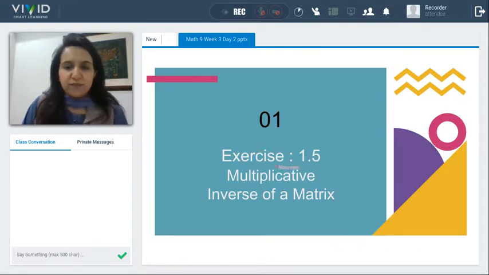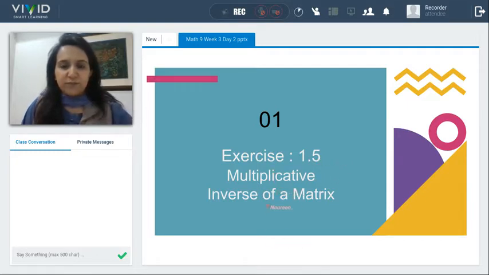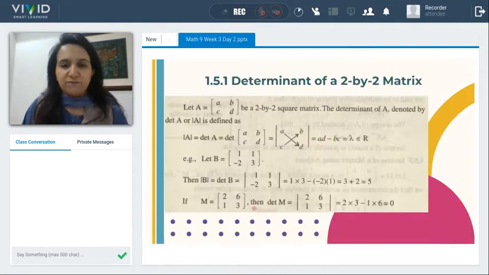Today's topic is Unit 1, matrices and determinants, and we are doing multiplicative inverse of a matrix today. So let's start. Before starting Exercise 1.5, we will learn about some important things which we are going to apply on some questions in exercise 1.5.